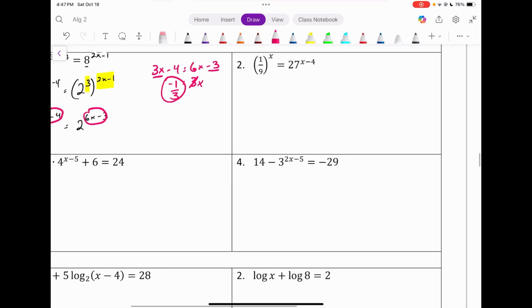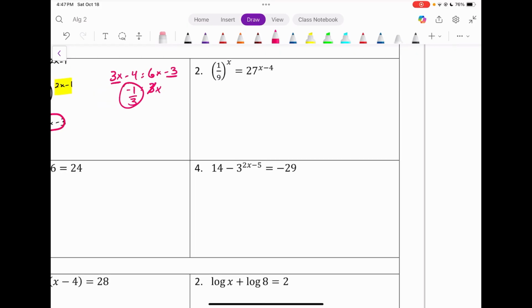The second one can be solved the same way. Notice we have a 9 here, which we know that 9 is 3 times 3, but it's on the bottom. So instead of 3 to the second power, since it's on the bottom, we're going to rewrite the 9 as 3 to the negative 2. That would bring it to the bottom. The 27 is 3 times 3 times 3, so 3 to the third power.